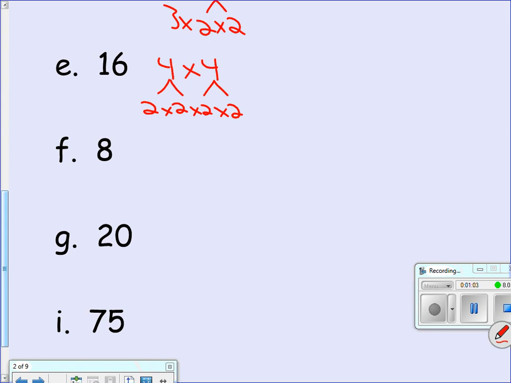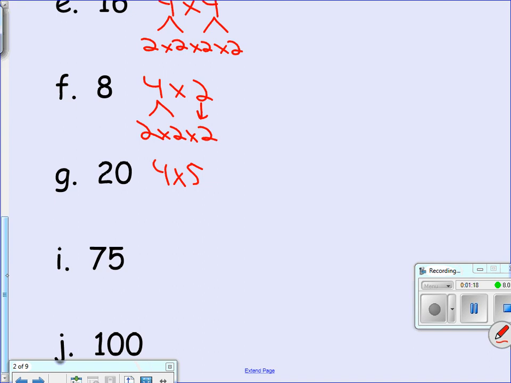8, we have 4 times 2. Let's break this 4 apart. 2 times 2 times, bring this 2 down, 2. 20 here, we have 4 times 5. I know 4 is not prime, just like we've been doing here. 5 is prime, so we'll keep the 5. We'll go 2 times 2 times 5.